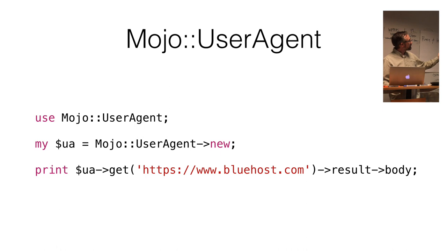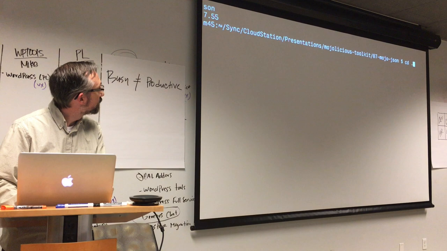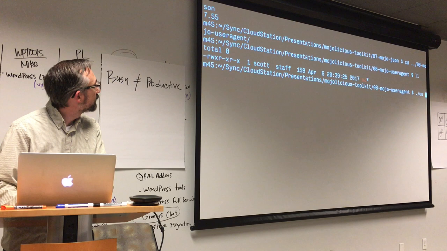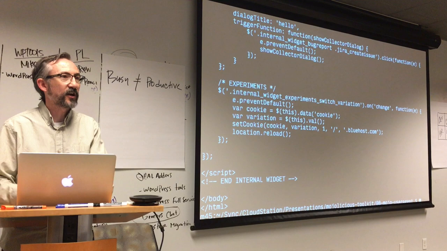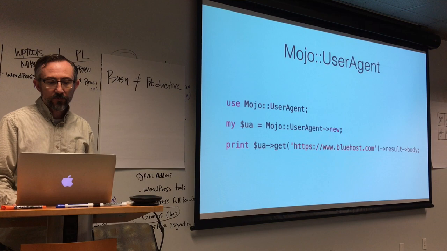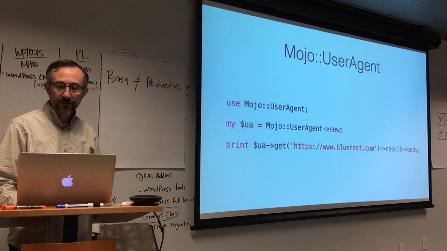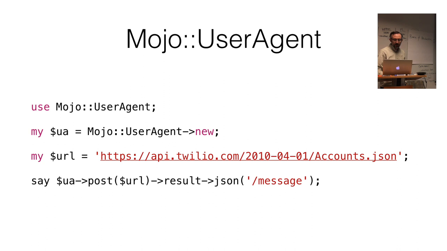So we just, that's basically a curl call right there. Nothing really fancy there. So right now we have parity with most other user agents, HTTP Tiny. One thing that those other user agents don't enjoy is integration with the JSON.